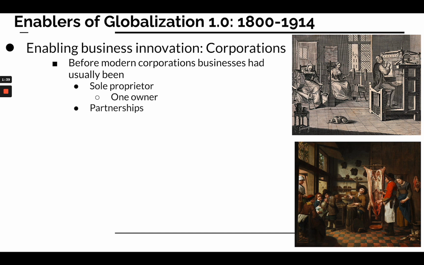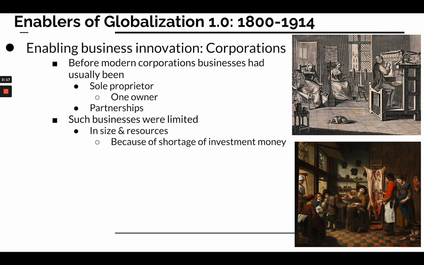There were also partnerships. One of the partnerships you might have been acquainted with would be Marley and Scrooge from Charles Dickens' The Christmas Carol, which you may have seen in one of its various recreations. And both sole proprietors and partnerships had important limitations. In the first place, these limitations came in terms of size and resources. And both of these shortages stem from a shortage of investment capital or money.